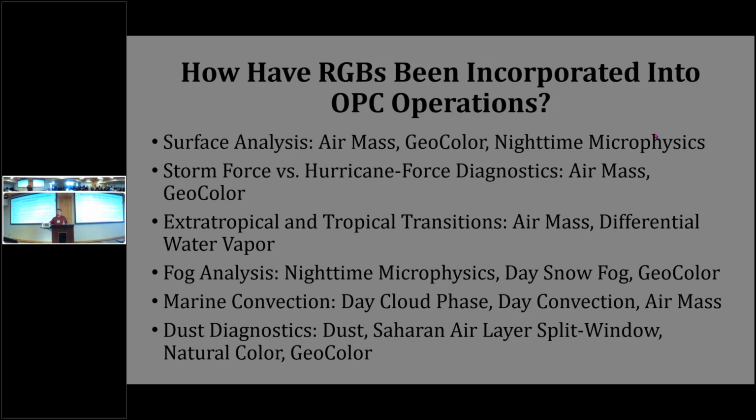When the Hurricane Center or the Joint Typhoon Warning Center is done with the system, we take responsibility for it. When do you make those decisions? We're finding that air mass RGB in particular is pretty helpful for that. Fog analysis, nighttime microphysics, day snow fog, geocolor. Marine convection, that's something that's a little bit newer. We're still kind of playing around in the sandbox with that. But some of the convective ones that have already been discussed, I'm looking into, and dust diagnostics, specifically for the Saharan air layer. It does bump up to 31 degrees north, which is our boundary with the Hurricane Center. So we do have to pay attention to it.